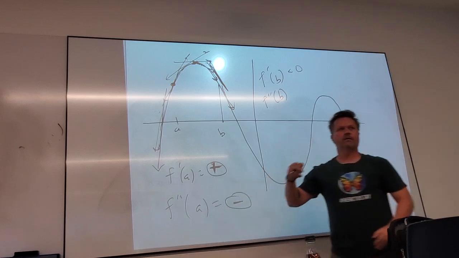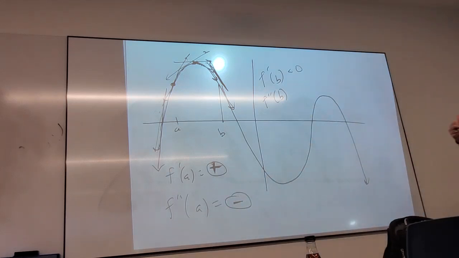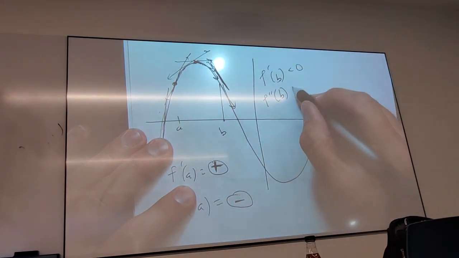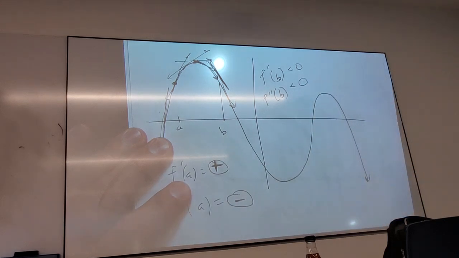Get out of the way. Okay. Am I not accelerating backwards then? Going a little faster to get back home? Backwards? Yes. Don't do this, kids. Better. So f prime of b is less than 0, and f double prime of b is also less than 0.